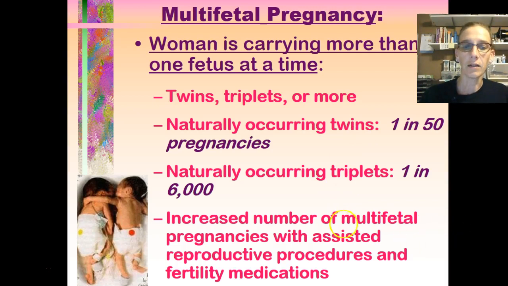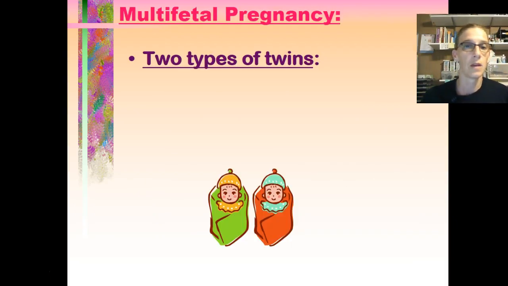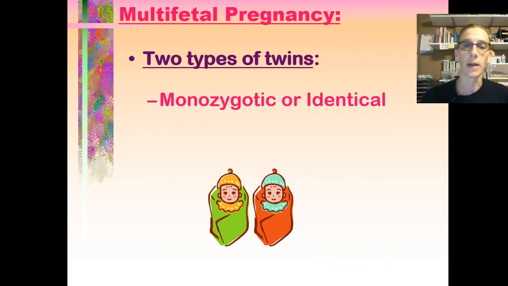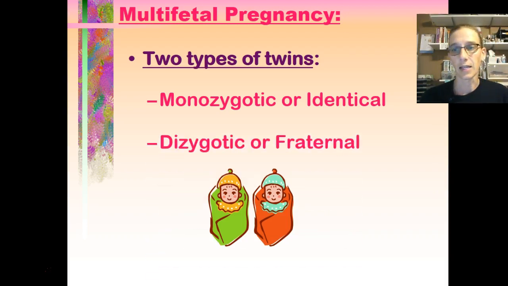All right, for the past many years, we've had an increased number of multifetal pregnancies associated with the increase in assisted reproductive procedures and fertility medications, which can cause multifetal pregnancies. All right, there's 2 types of twinning. You have your monozygotic or identical twins and your dizygotic or fraternal twins. Okay, it's on page 41 in your book.